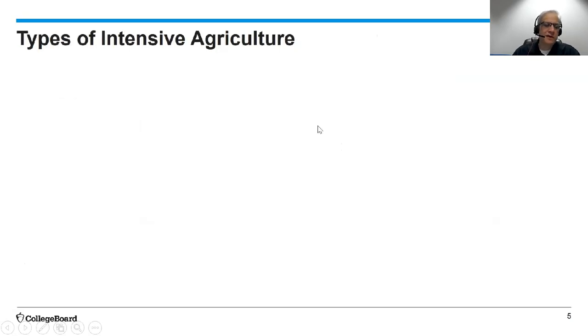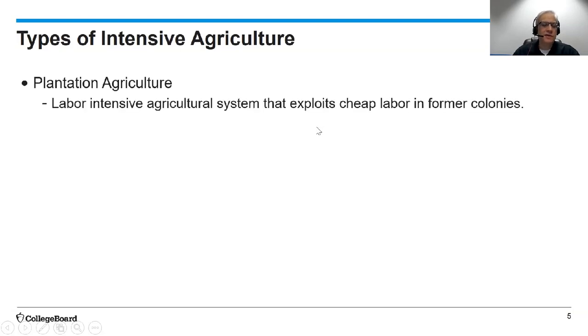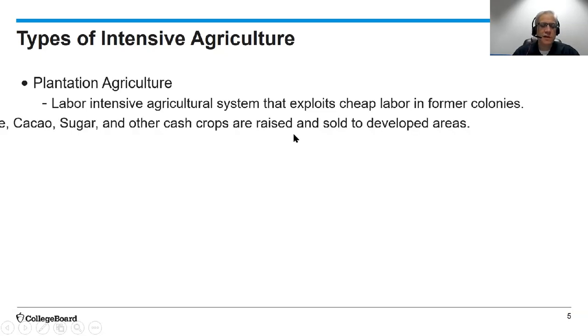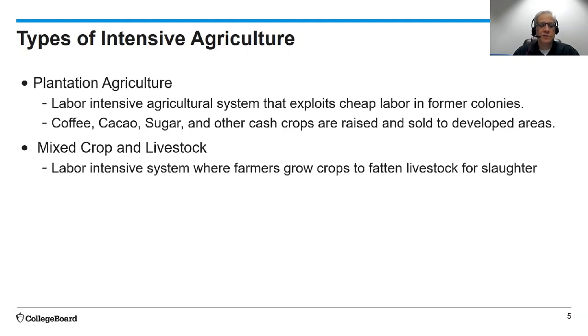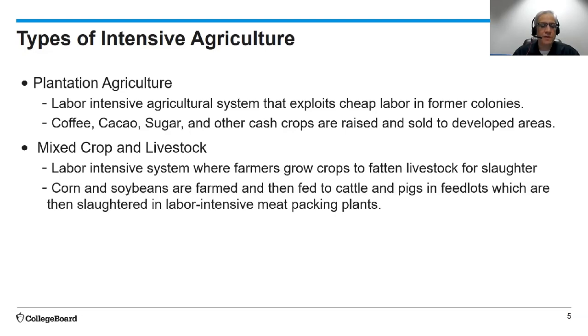Here are some types of intensive agriculture. Plantation agriculture: these are labor-intensive agricultural systems that exploit cheap labor in the former colonies. Crops like coffee, cacao, sugar, and other cash crops are raised and sold to developed areas. Mixed crop and livestock systems are labor-intensive systems where farmers grow crops in order to fatten livestock for slaughter. Corn and soybeans are farmed and then fed to cattle and pigs in feedlots, which are then slaughtered in labor-intensive meat packing plants.